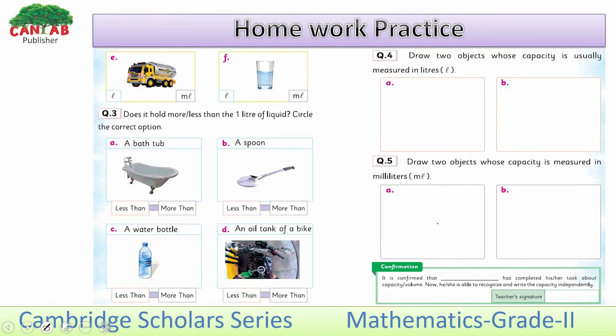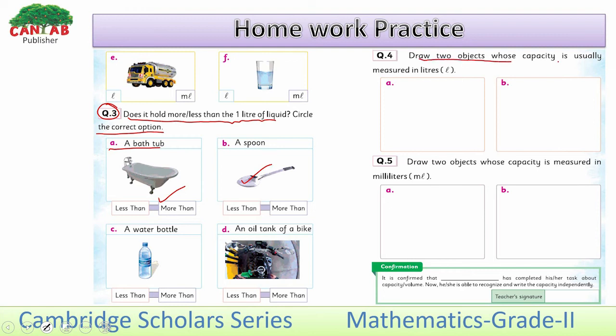Students, now come to the next page. Look at question number 3. Does it hold more or less than 1 liter of liquid? Circle the correct option. A bathtub: more than 1 liter. Definitely it can hold more than 1 liter. The spoon can hold less than 1 liter. Similarly, identify other parts.